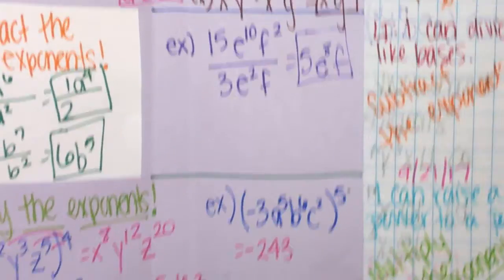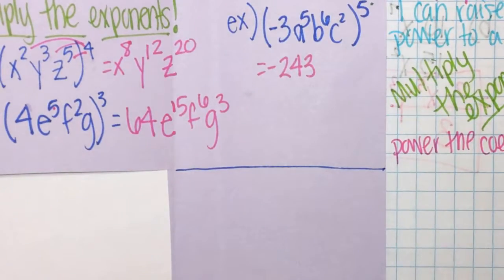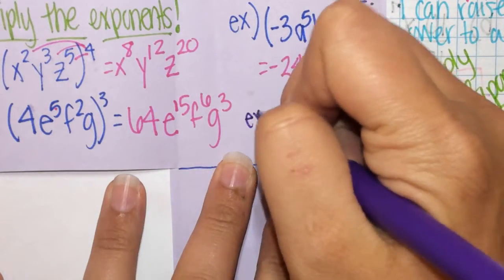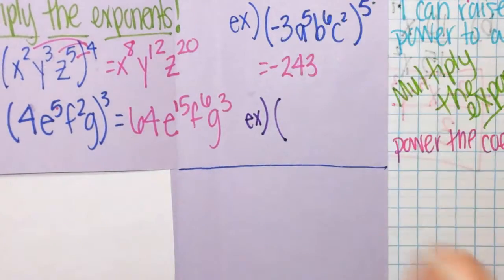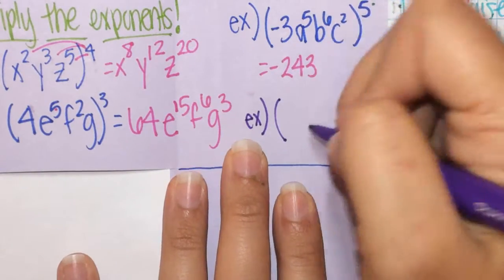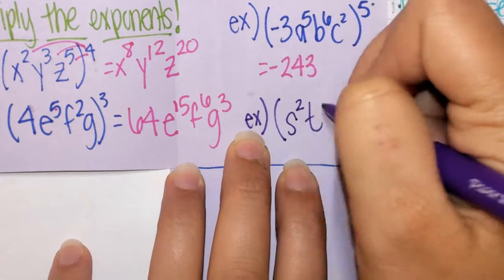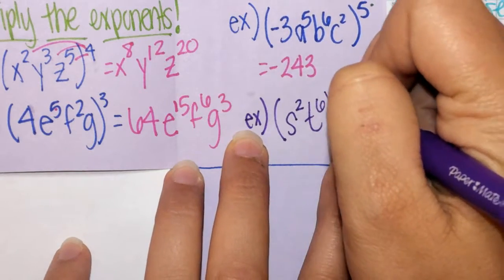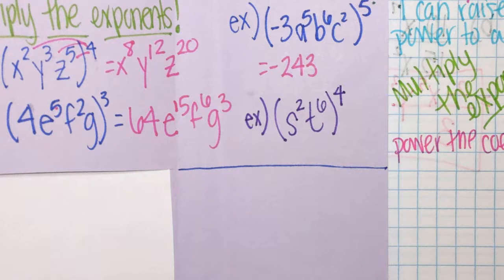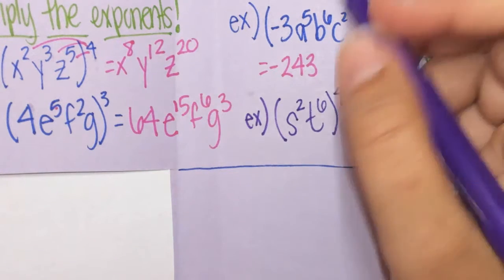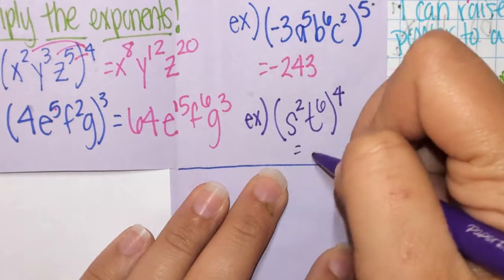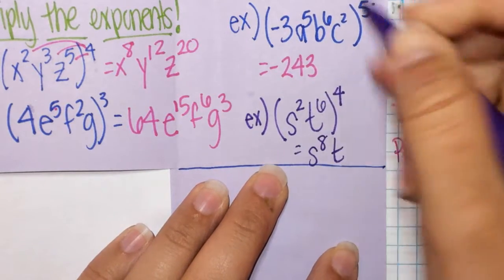Alright, let's look at raising a power to a power. Alright, I have s squared, t to the 6th, all of it to the 4th power. What am I going to do with those exponents? Multiply them. Take a point. Alright, what's 2 times 4? And what's 6 times 4?